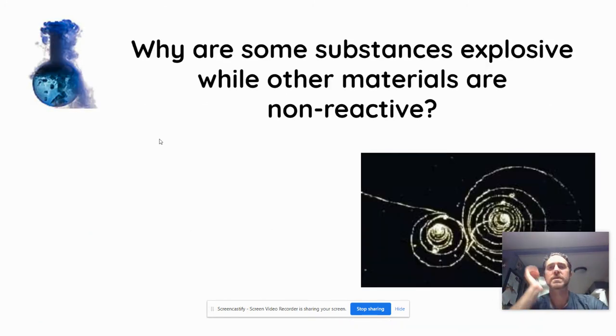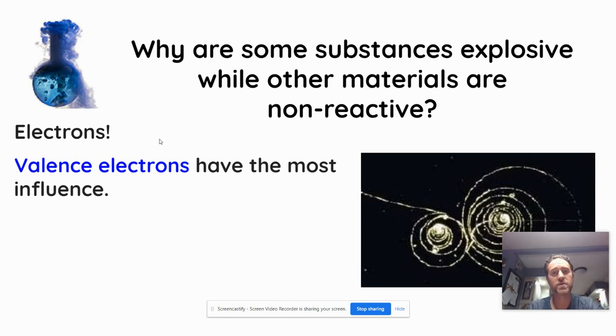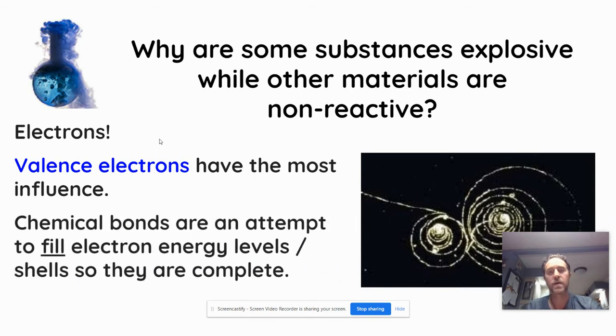But the question is, why are some substances explosive while other materials are non-reactive? If you think back to when we did our adoptive family, we figured out that everything on the very left-hand side of the periodic table is very reactive, whereas everything on the very right, the noble gases, are not reactive. Why is that? Well, it's all about electrons. Valence electrons, remember, are the ones on the outermost shell. They have the most influence, and they basically decide whether something's going to bond or not. So chemical bonds are an attempt to fill the outer shell so they're all complete. Let's take a look at how that happens.